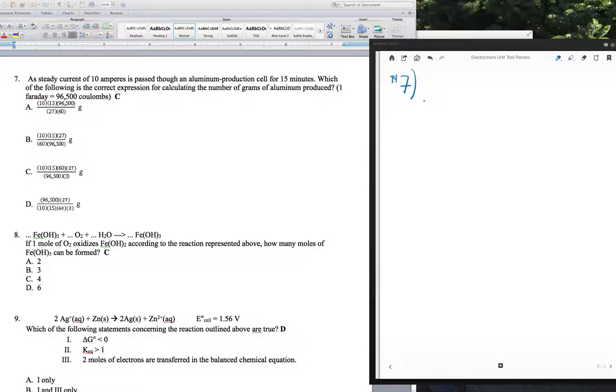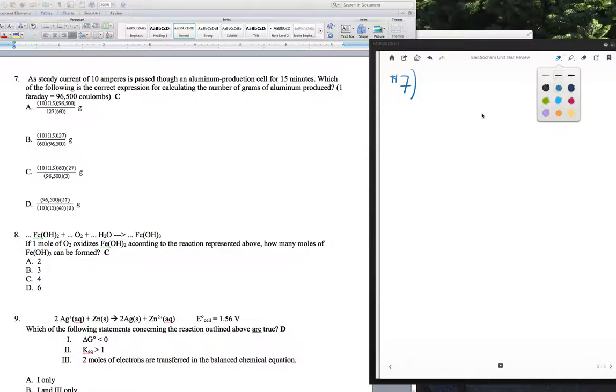Number 7. A steady current of 10 amps is passed through an aluminum production cell for 15 minutes. Which of the following is the correct expression for calculating the number of grams of aluminum produced? 1 Faraday equals 96,500 coulombs. This is the way that I always remember it. You want to start with coulombs, with charge first. Actually, you don't have to do that. Let me back up. How about just start with your given?